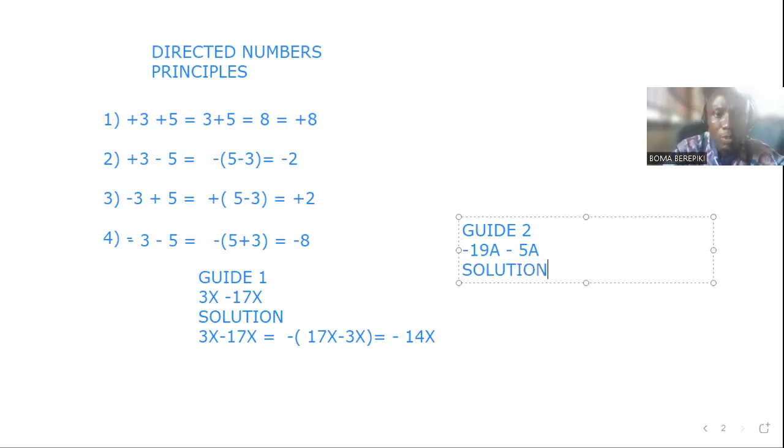In this particular question, we're going to apply principle 4. Because both of them are negative, that's minus 19a minus 5a. Because both of them are negative, we're going to add them first. 19a plus 5a. Now, our final answer must be negative, because they are both negative. So 19 plus 5 is what? Is 24. So put minus in front of 24. And don't forget to put your letter, which is A.